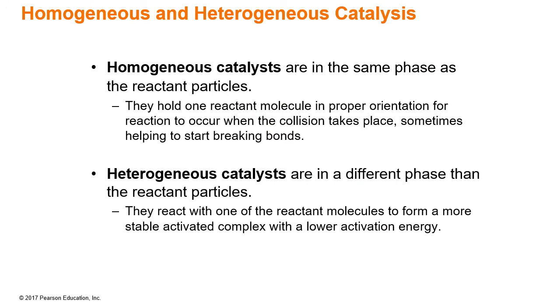There's two different types of catalysts that we can have. We can have homogeneous catalysts that are in the same phase as the reactant particles. So it's a uniform mixture. They hold on to a reactant molecule and typically put them into a proper orientation to make the reaction happen more efficiently. They sometimes help by starting to break the bonds.